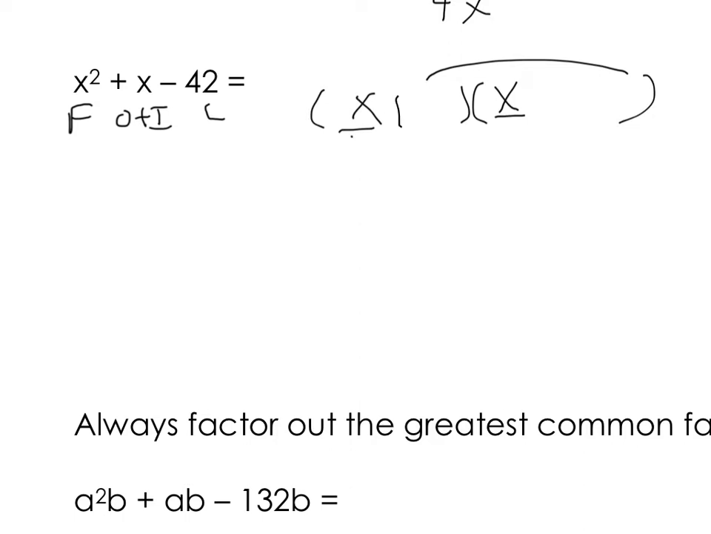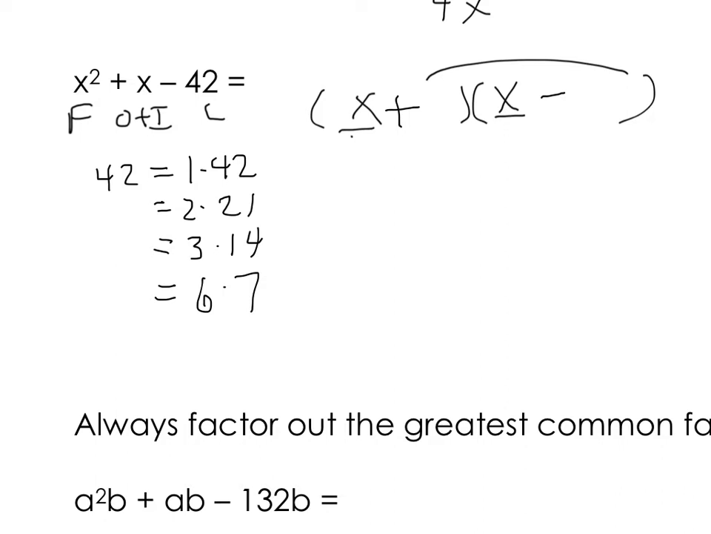One is going to have to be positive and the other is going to have to be negative. A positive times a negative is negative. If they were both negative, you would get a positive last term. If they were both positive, you would get a positive last term. We don't want either one of those. So one has to be plus, one has to be negative. Now 42 can be factored in lots of ways. It could be 1 times 42. It could be 2 times 21. It could be 3 times 14. It could be 6 times 7.